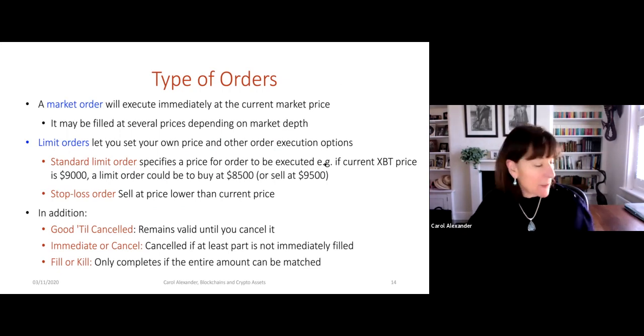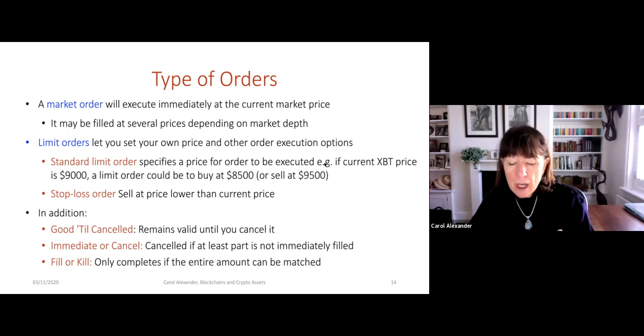Let's have a look at the types of orders. A market order will execute immediately at the current market price. So if I say buy Bitcoin or sell Bitcoin, it's just whatever the market is at the moment. Now it could be I say, not that I would say this, sell 10 Bitcoin and the current market price that I can see is only for 2.